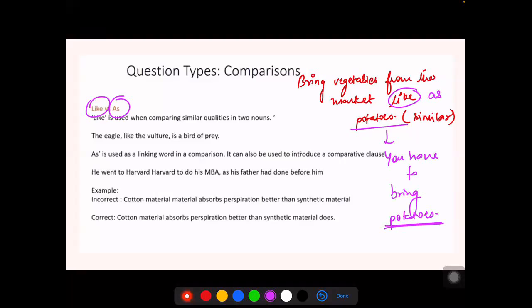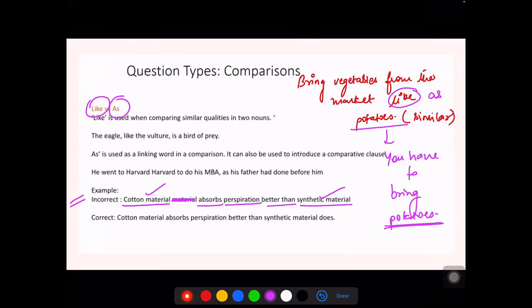So I have written one more example to make you understand. Now these kinds of examples, the difficult ones, will come in your exam. The cotton material absorbs perspiration better than synthetic material. Now, when we look at this sentence, we find that it seems okay. There's no such problem because they're talking about the cotton material and the synthetic material, and they are saying that cotton material is better in terms of perspiration, right?